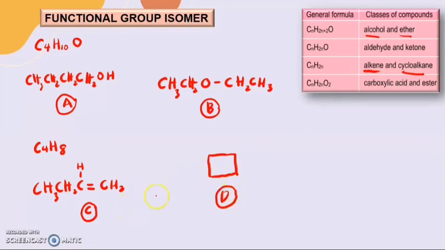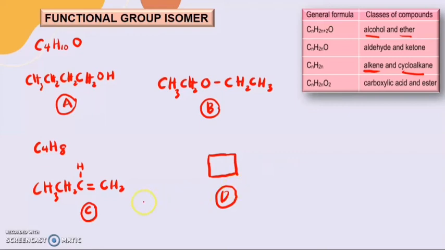Both C and D have the same molecular formula, C4H8, but different functional groups. C has a C=C double bond, while D has no functional group. It is a cycloalkane. So C and D are said to be functional group isomers.